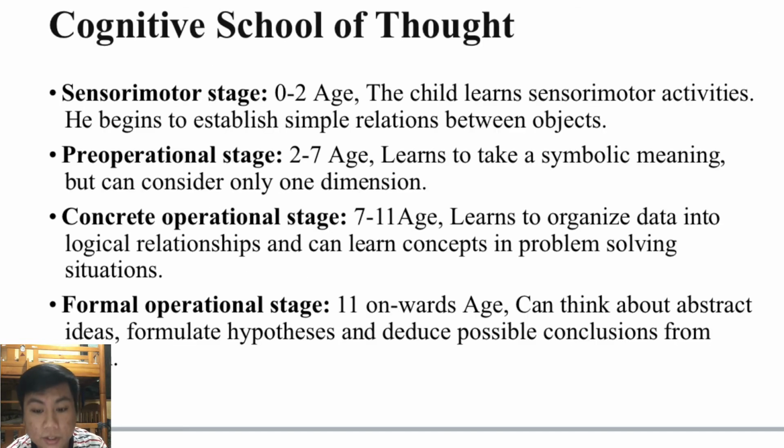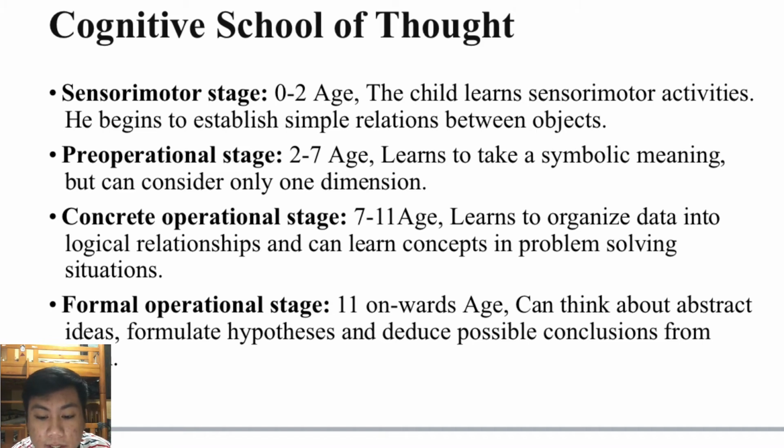So now let's talk about the cognitive school of thought. So here's the theory of Jean Piaget. There are 4 stages. So first is the sensory motor stage, which is the age of 0 to 2. The child learns through sensory motor activities. He begins to establish simple relations between objects. So from 0 to 2, the child can establish simple relations between objects. So you can identify the objects by touching or whatever the child does.